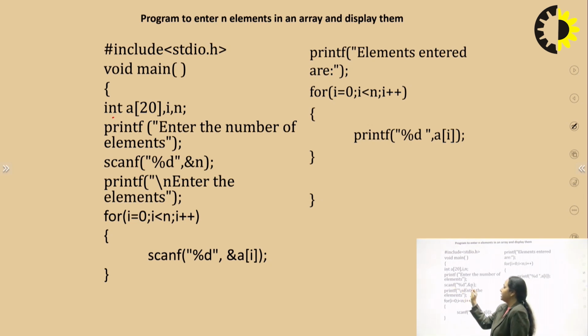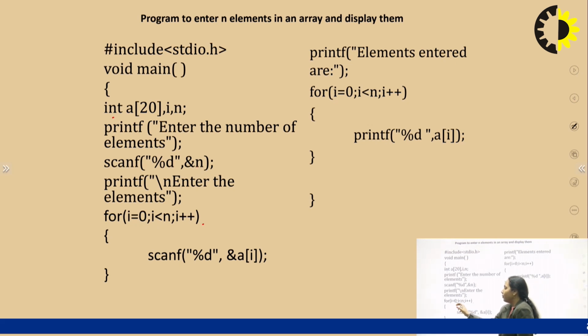Now, scanf %d n. n is the number of elements which the user wants to enter. So, how can we enter the elements? Again, we will write the for loop, and within the loop from 0 to n, we will write the scanf statement: scanf %d, a[i]. What will it do? When i is equal to 0, %d will accept the value from the user and it will be stored at A0 since i is 0.